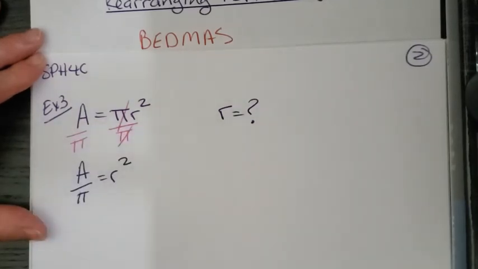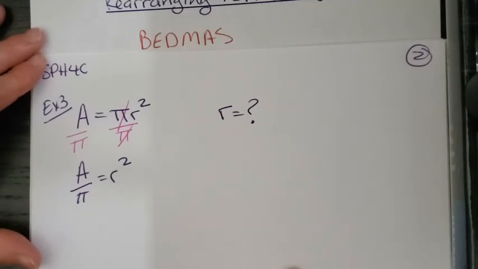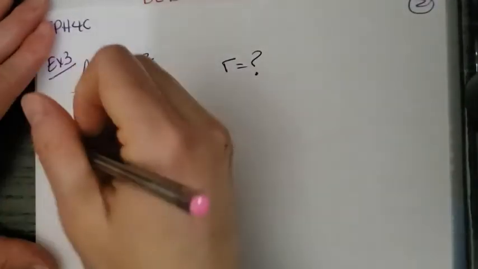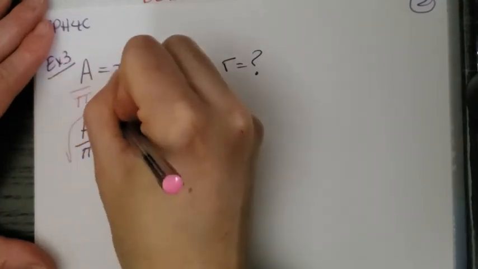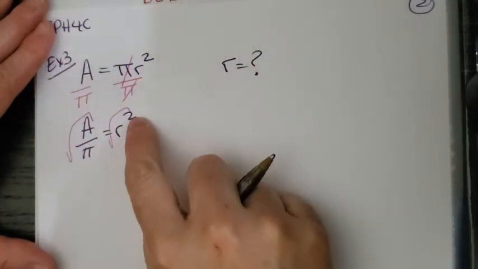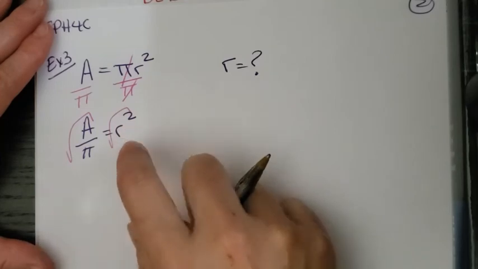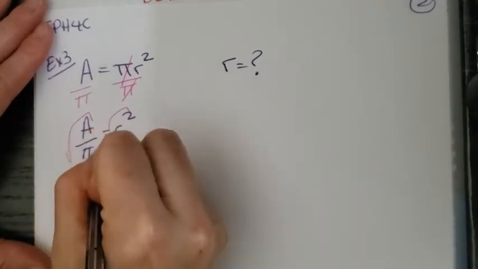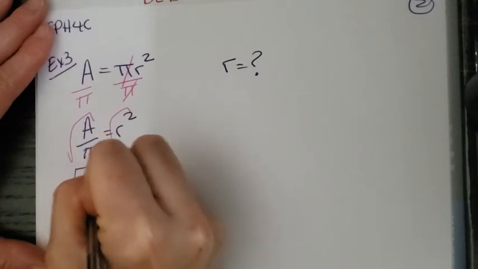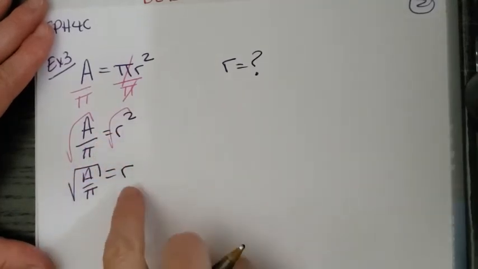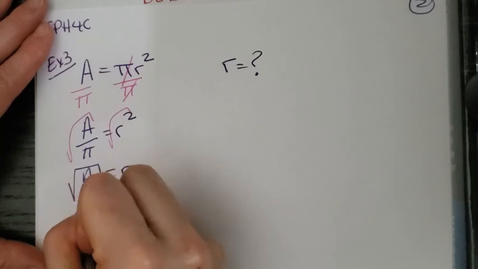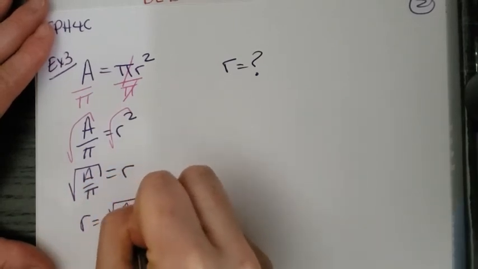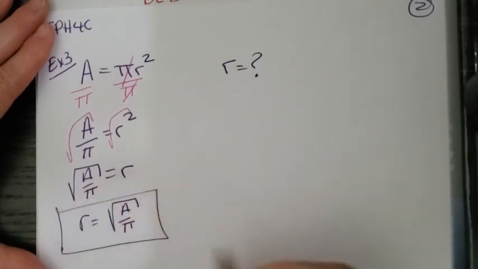Now, the next step is I want the opposite of squaring the r. The opposite of squaring is to take the square root of both sides. So if I take the square root of this side and the square root of this side, when I take the square root of r squared, it just becomes r. And then I still have the square root of A over pi. And again, I want to write the r on the left side. So it'll be r is equal to the square root of A over pi. That's it.